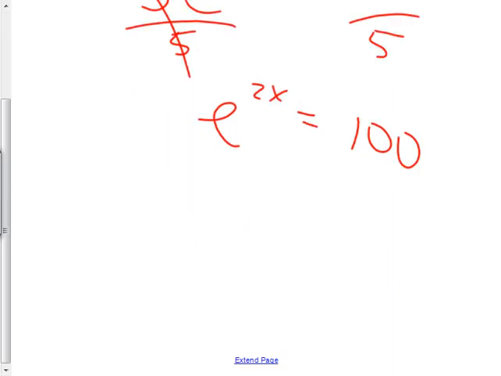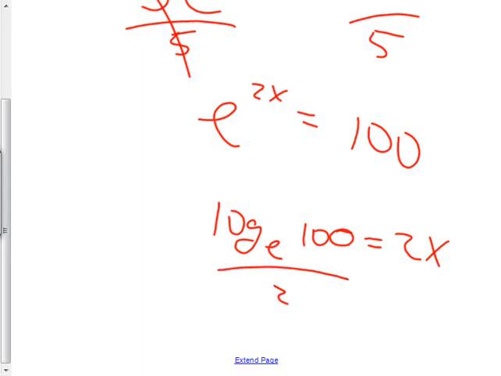Then you got to rewrite. It doesn't have a log, so I go to log form. If it had been a log, I'd rewrite it and put it in exponential form. But anyway, this is an exponential form, log base e, also known as ln, because log base e is ln, of 100 equals 2x. And then, what do I do now? Divide by 2. There you go. And there's your answer.